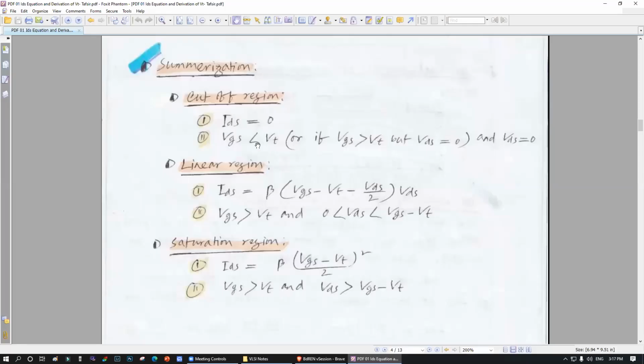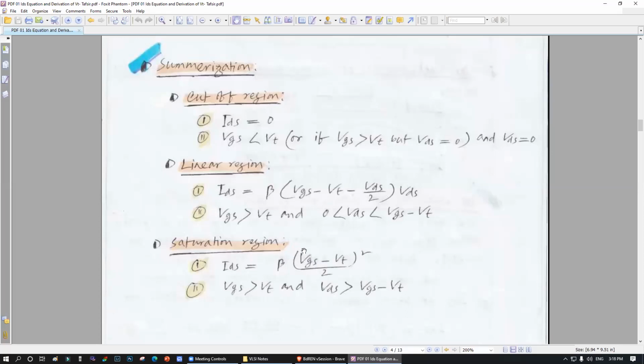The equations for your IDS current, that means drain to source current. For NMOS cutoff region, the IDS is equal to 0. Linear region, IDS is equal to beta (VGS minus VT minus VDS by 2) into VDS. Saturation region, IDS is equal to beta (VGS minus VT) whole square divided by 2, right?